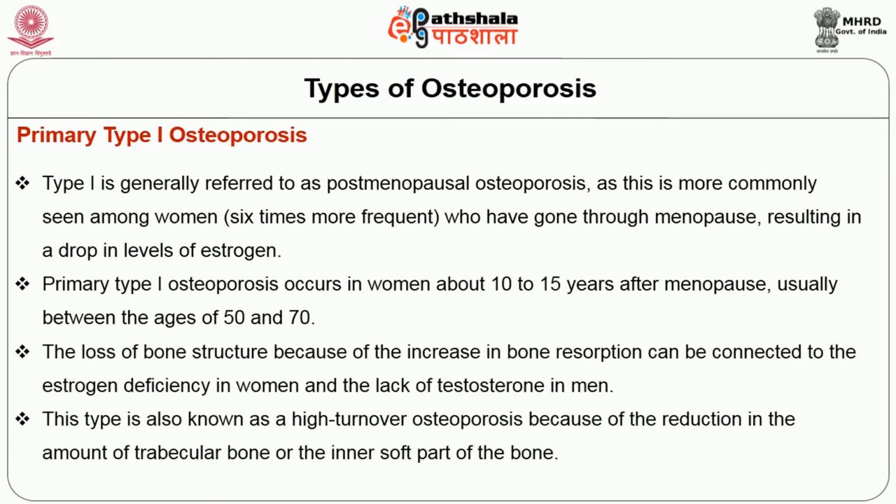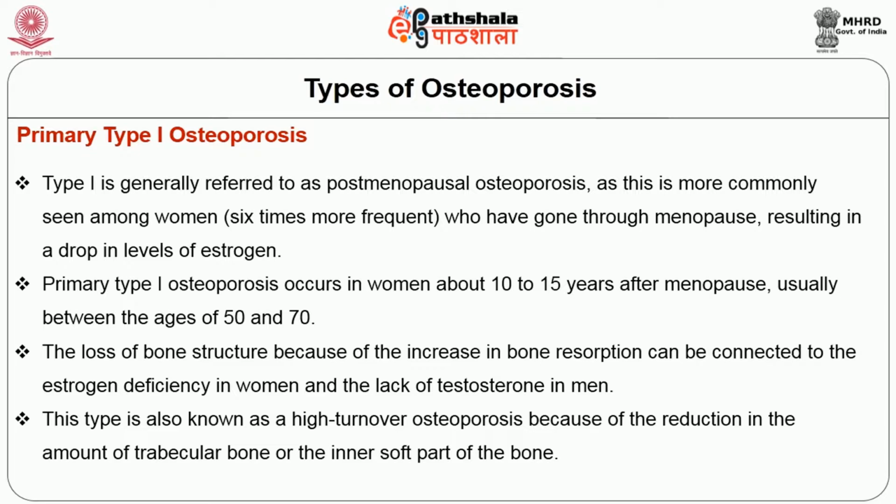Primary osteoporosis can further be divided into 2 types: primary type 1 and primary type 2 osteoporosis. What is primary type 1 osteoporosis? Type 1 is generally referred to as postmenopausal osteoporosis, as it is more commonly seen among women, I could say 6 times more frequent in those who have gone through menopause, resulting in a drop in the levels of estrogen.